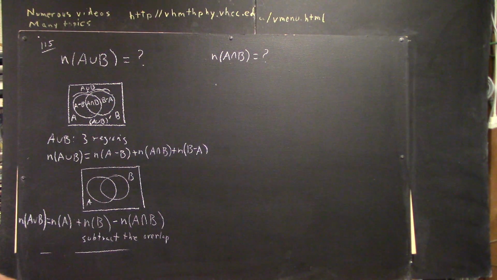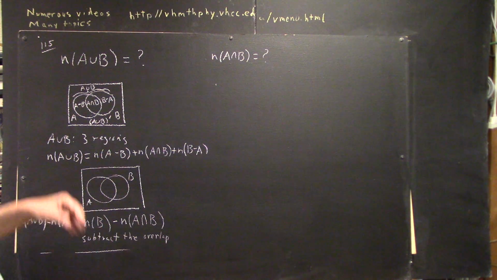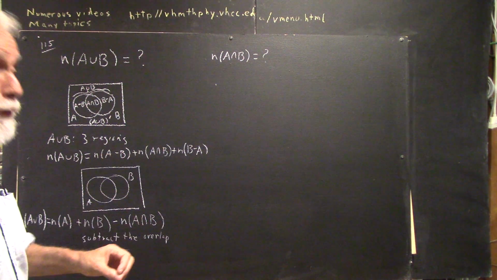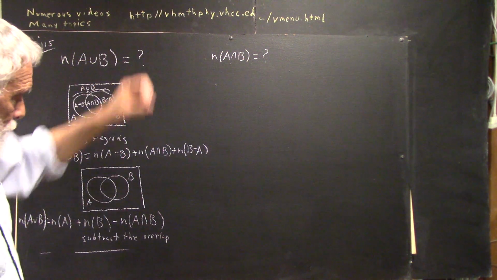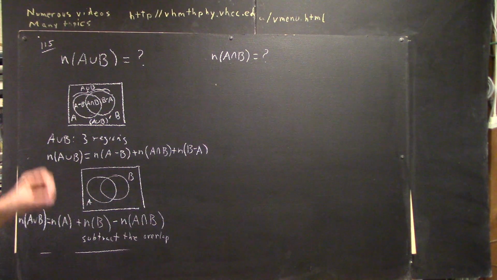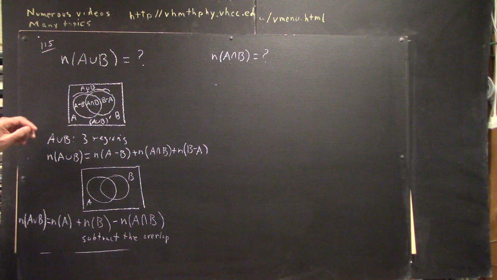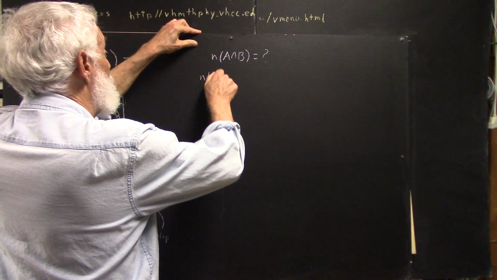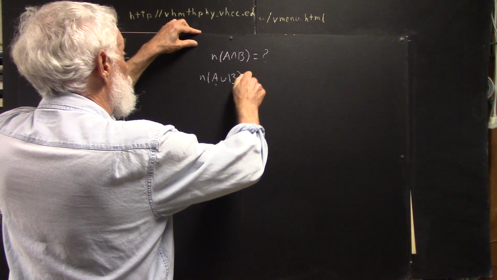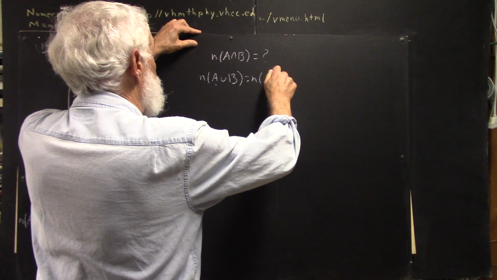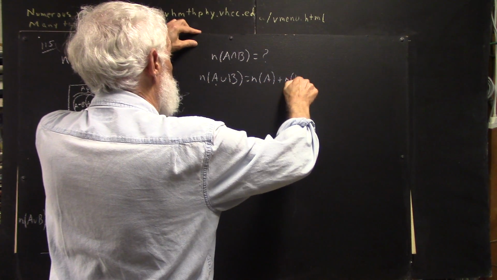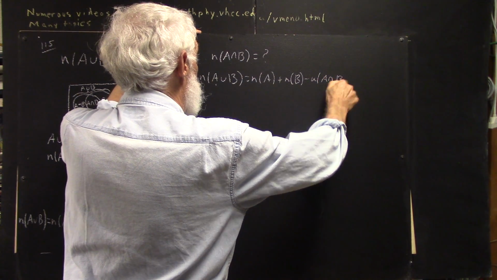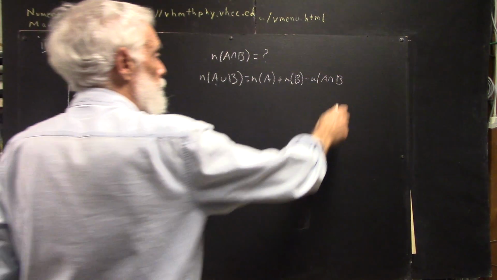The safer way to do it, and that's not to say you shouldn't understand it the way I just said it, if possible, you should, but the secure way to get that number is just to write down, okay, we know this. Number in A union B is number in A plus number in B minus number in A intersection B. Okay?